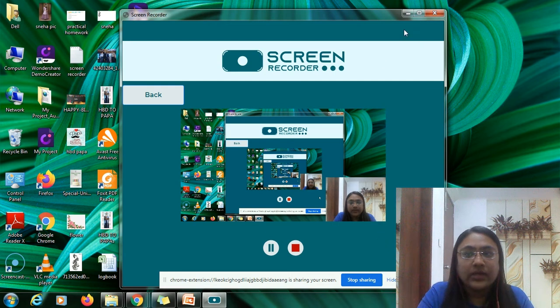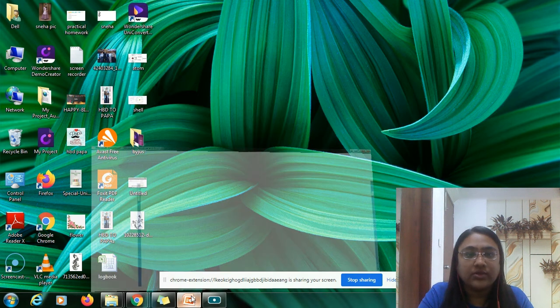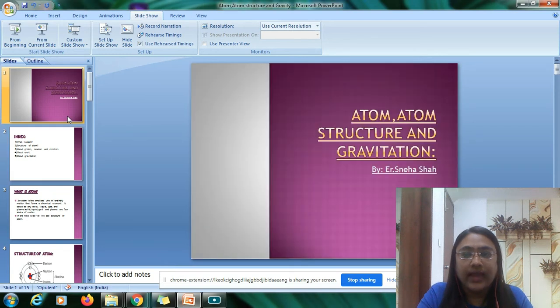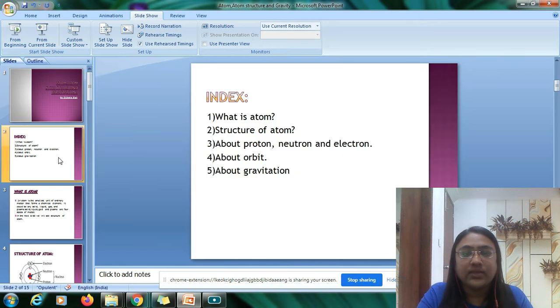Today we will study one chapter called atomic structure and gravitation. We will see the definition of atom, the structure of the atom, and about proton, neutron, and electron. We can also see the orbit and gravitation concepts.